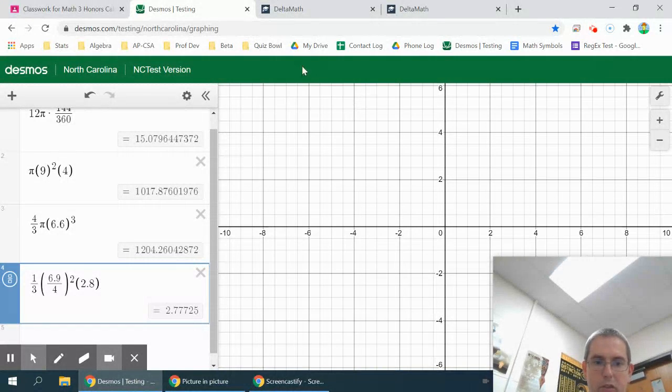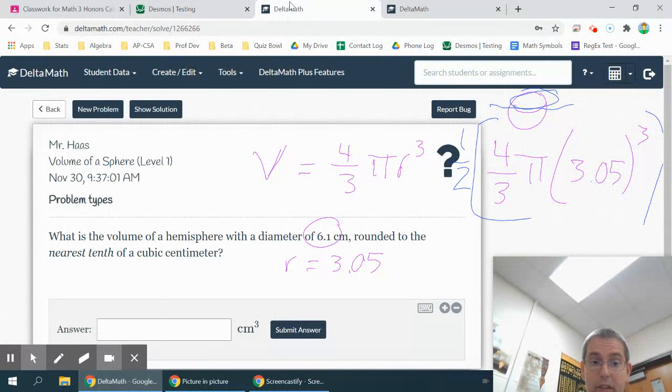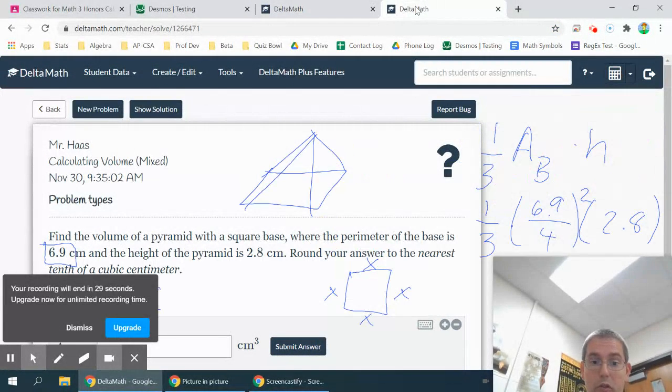2.8 would be my answer, actually to the nearest tenth of a centimeter. So 2.8 turns out to be the answer. Doesn't always work that way, but it did on this one.